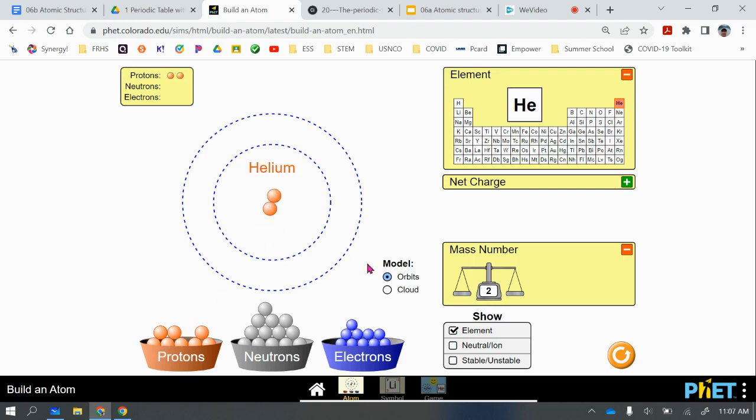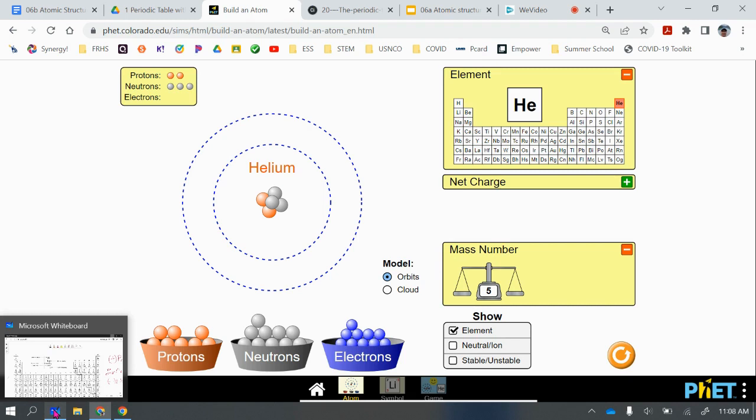Okay, to do that, we would need 2 protons because that's how many protons helium has. And then we'd need to add 3 neutrons to get to a mass number of 5. So that would be helium with a mass number of 5, which we call helium 5. Okay, good practice there.